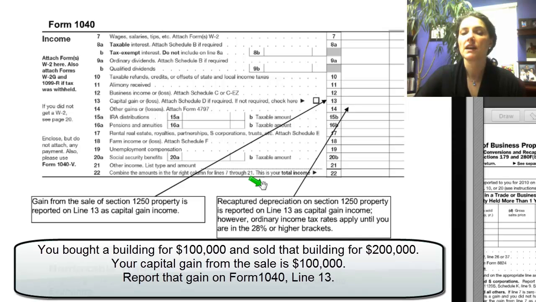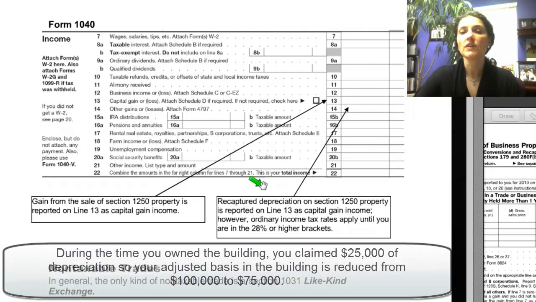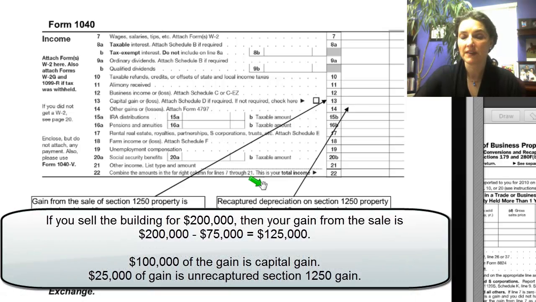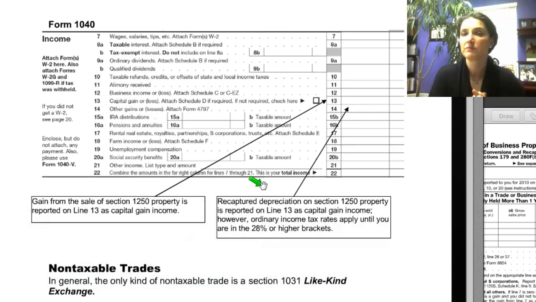But let's suppose during the time you owned that commercial building, you also claimed $25,000 of depreciation. Well, when you sell the building, your adjusted basis in the building is the $100,000 purchase price minus $25,000 of depreciation. That leaves you with an adjusted basis of $75,000. So if you sell the building for $200,000, your profit is actually $125,000. $100,000 of that gain is capital gain, and $25,000 of that gain comes from unrecaptured Section 1250 gain, or the recovery of previously claimed depreciation.